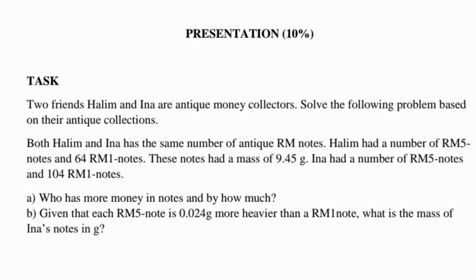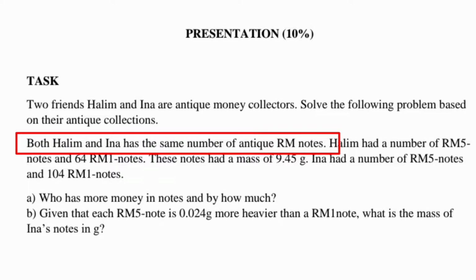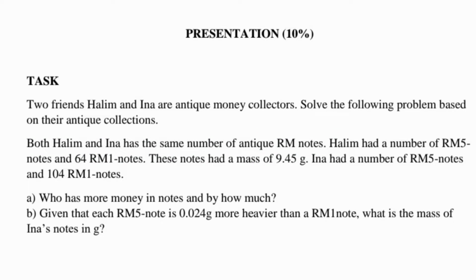If we look at the 64 and 104, it is not the same for 1 ringgit notes. It means the 5 ringgit notes for Halim and Ina are also not the same, because the keyword says Ina and Halim have the same number of antique RM notes. So the question gives the mass of 9.45 gram for Halim's money, but not Ina's. So how to calculate and solve this question? Let's check it out now.